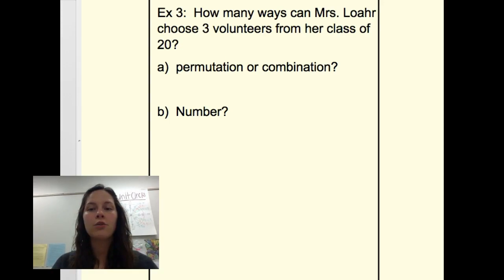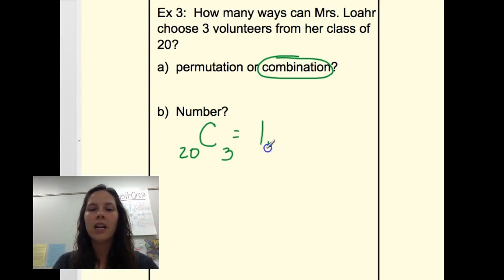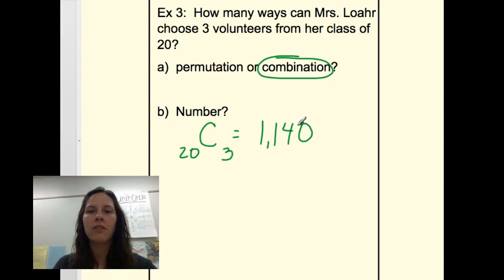How many ways can I choose 3 volunteers from a class of 20? If I choose Bobby and then Billy and then Joe, or if I choose Joe and then Billy and then Bobby, do I end up with the same 3 volunteers? Yes, the order in which I choose my volunteers does not matter. So it's a combination. So we have 20 students that I am choosing from. Order does not matter, and I want 3 volunteers. So in this case, I only have 1,140 different ways that I could choose my volunteers.